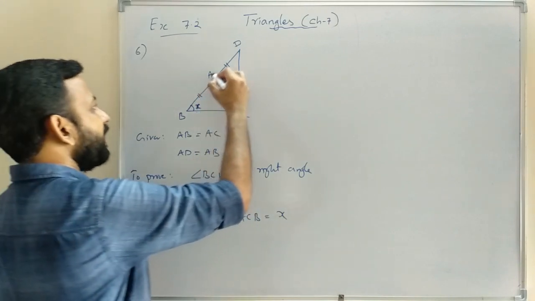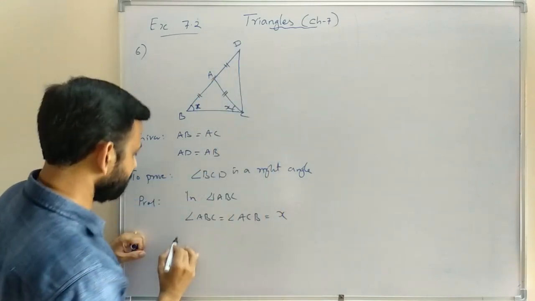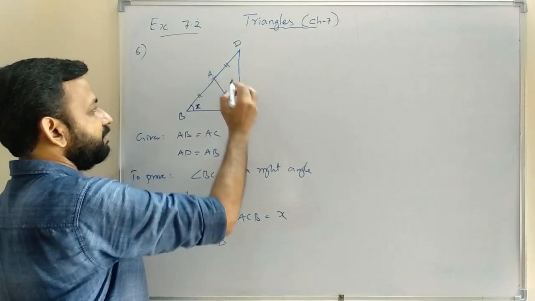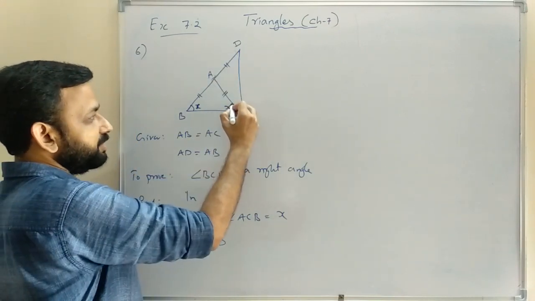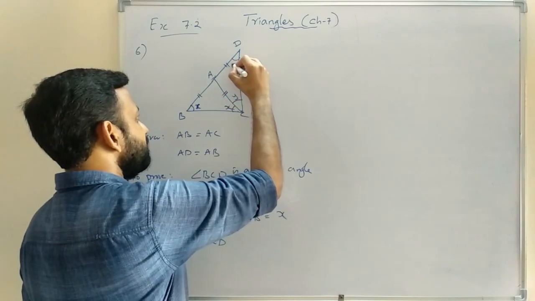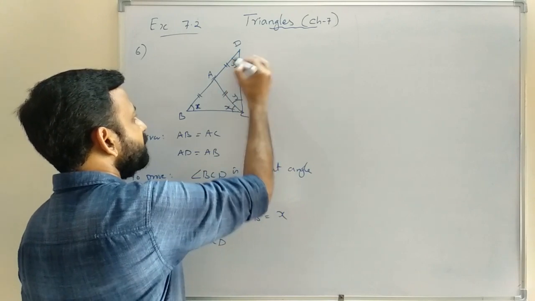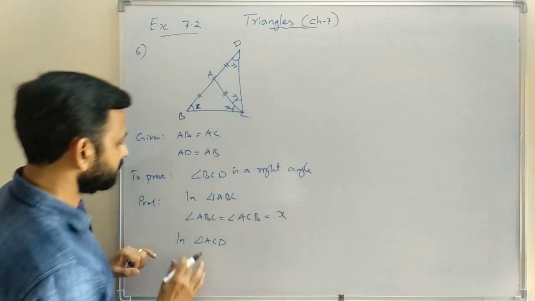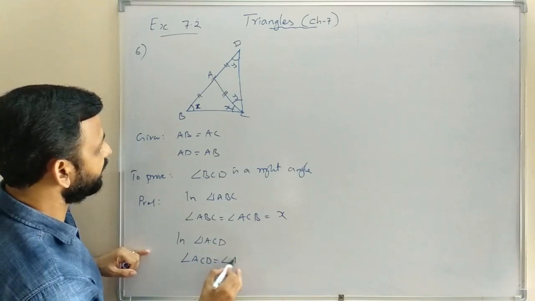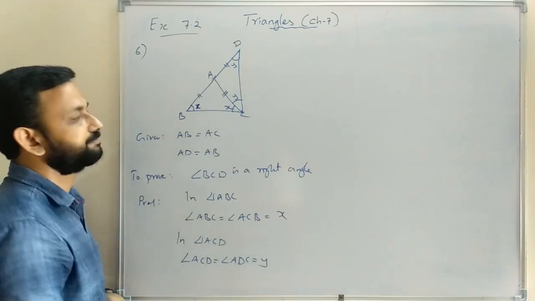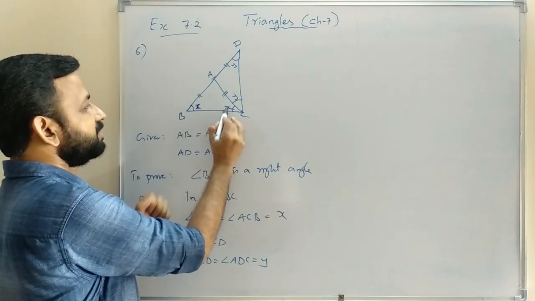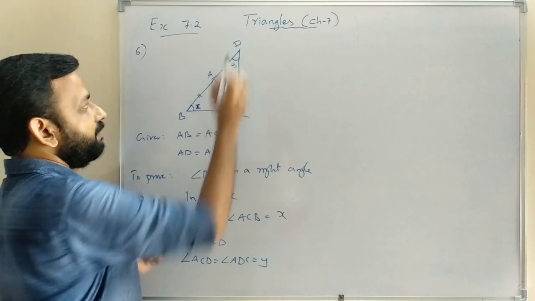Then, in triangle ACD, here these two sides are equal. So the angles opposite to them are equal. Let it be Y. So this is Y and this is also Y, because angles opposite to equal sides are equal. So in triangle ACD, angle ACD equal to angle ADC equal to Y.